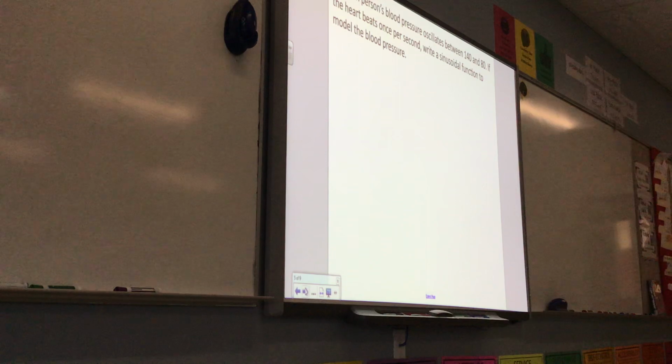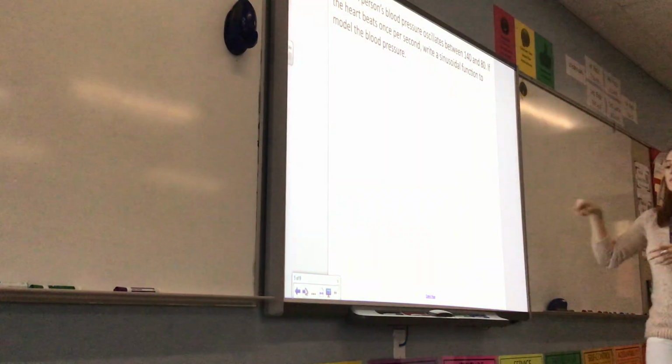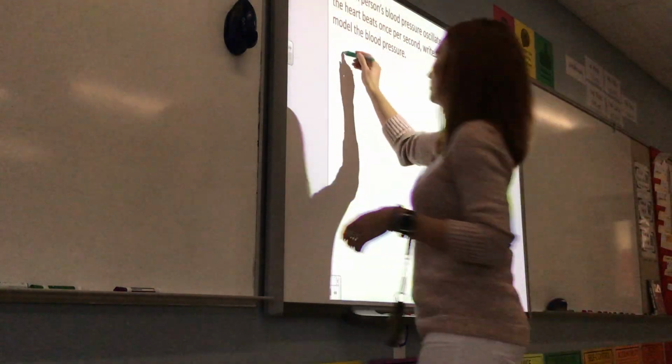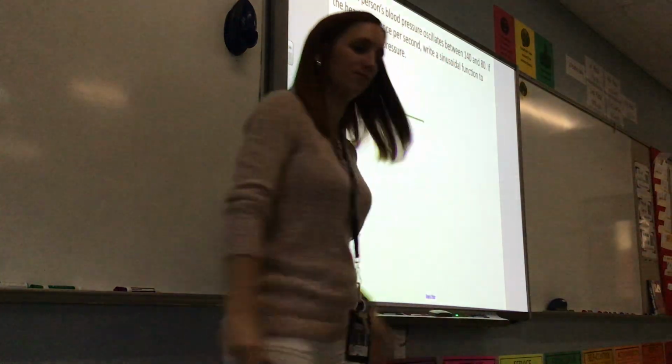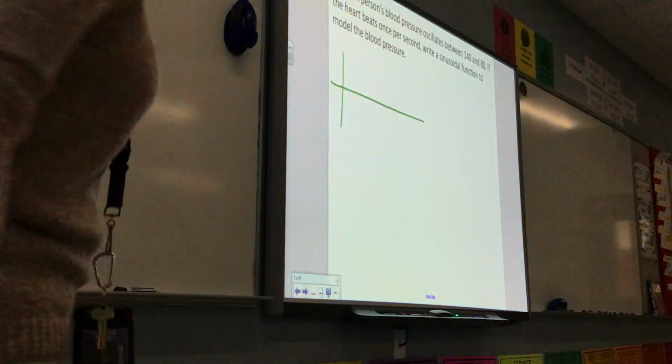Okay? So your blood pressure oscillates between these two, which means it will look like a sine function. Roughly. It won't be perfect. What can we label?